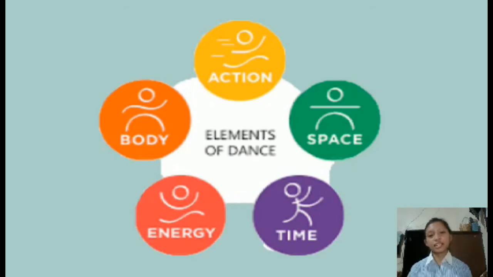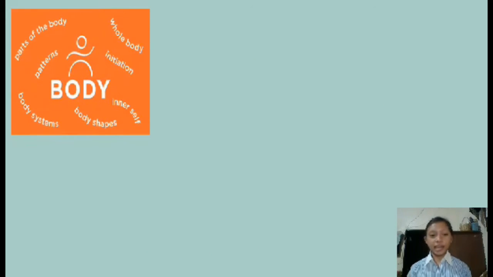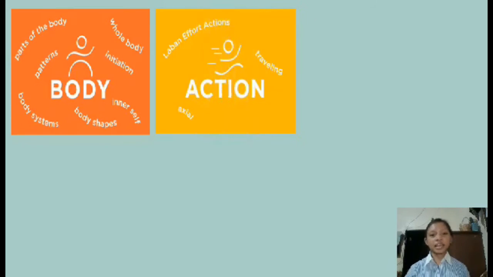The elements of dance here are body, action, space, energy, and time. So body. It involves the parts of the body and how we move the body in movement. It includes the patterns of how we move our whole body, the shapes of our body. Second is action, on how we put more effort just to execute the action.